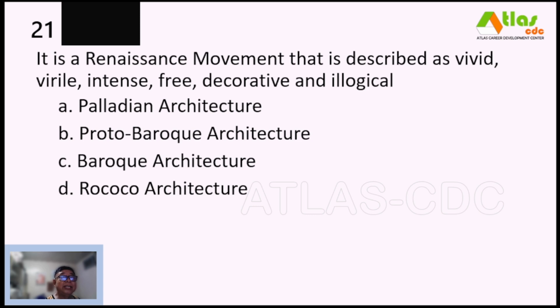Number 21. It is a Renaissance movement that is described as vivid, virile, intense, free, decorative, and illogical. A. Palladian architecture, B. Proto-Baroque architecture, C. Baroque architecture, and D. Rococo architecture.